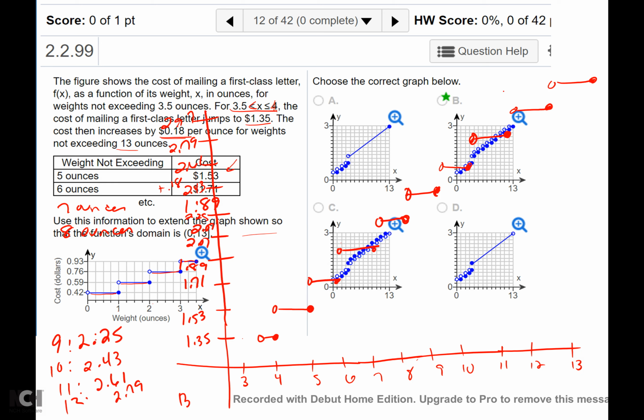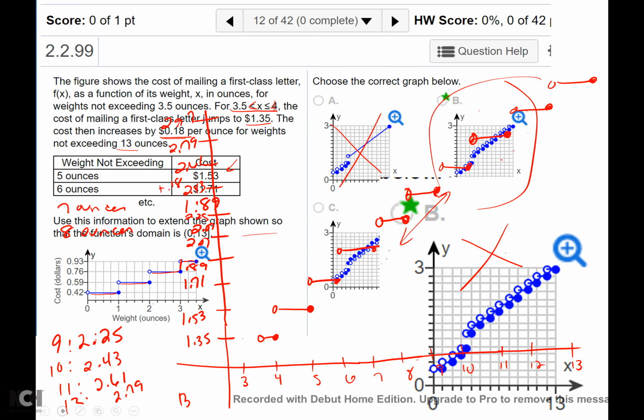And so now when you enlarge these graphs, okay, we know these are not it because they're step functions. So when you enlarge these graphs, I'm not really sure what the difference between those two is, but I'm sure you can tell if you enlarge them, and B would be the graph that matches. All right, that one was not worded very well.